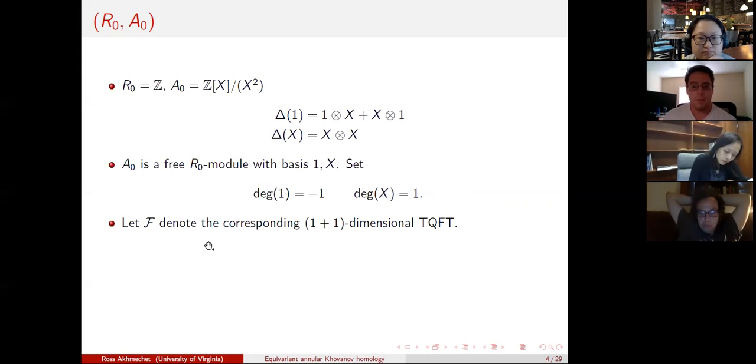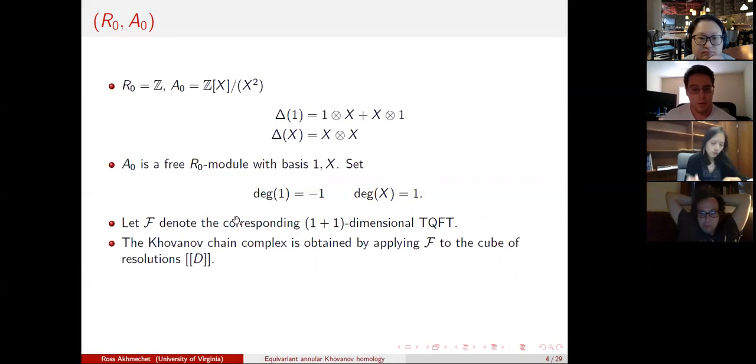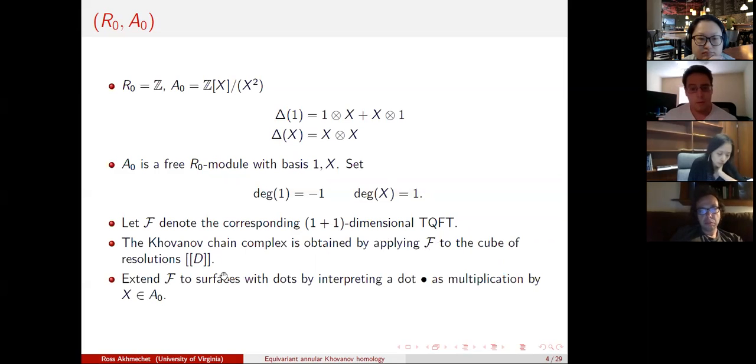Okay. So I'll let F denote the TQFT that corresponds to this Frobenius algebra, Frobenius pair. If you want to get Khovanov homology, one way to do it is to apply this TQFT F to the cube of resolutions, and you have a chain complex of abelian groups, or graded abelian groups. And this business with the dot is that you extend this TQFT to surfaces with dots by viewing a dot as multiplication by X. So multiplication by X is going to be degree 2. In all these cases, a dot is multiplication by X, as usual.